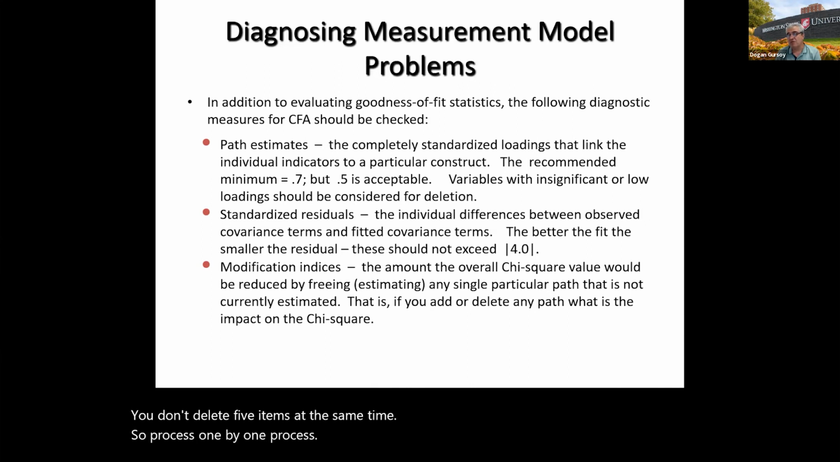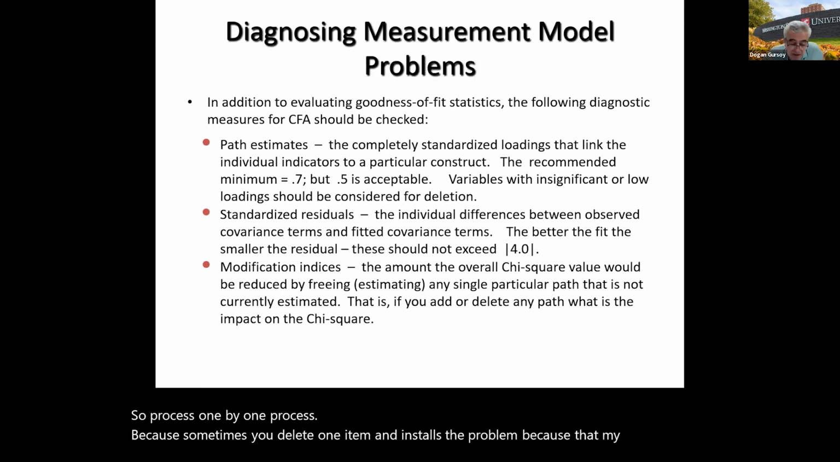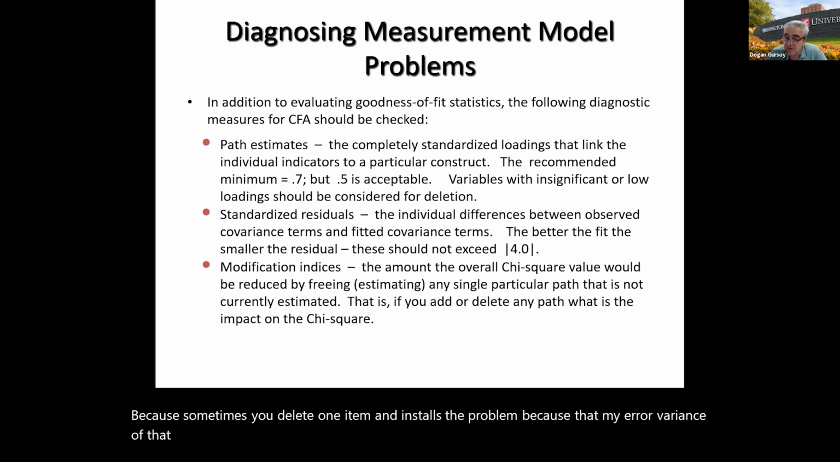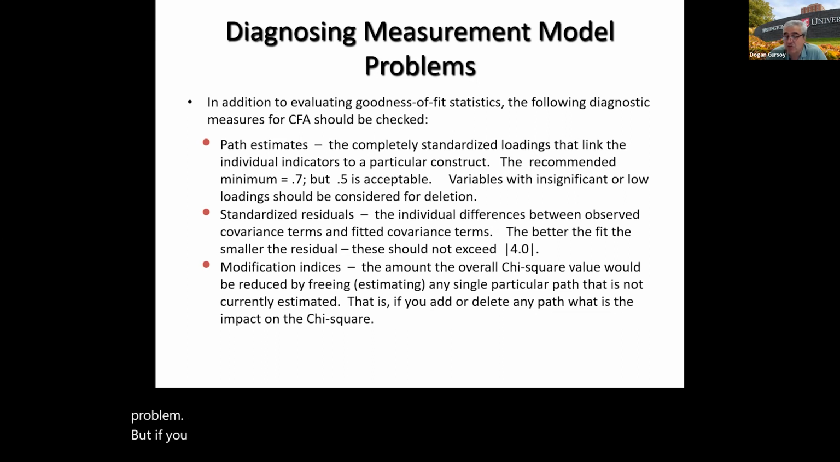Because sometimes you delete one item and it solves the problem, because the error variance of that item might be correlated with others, and that may solve your whole problem. But if you delete 5 of them, then you will never know that.